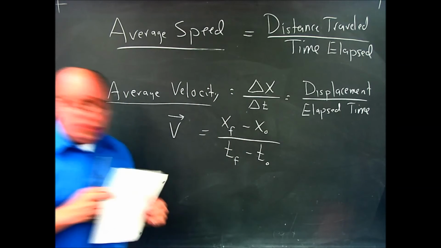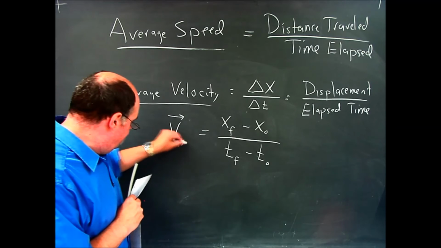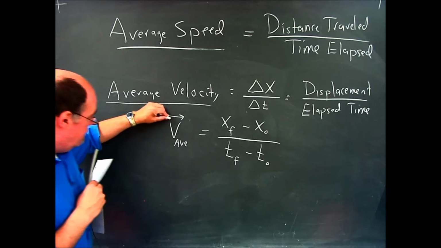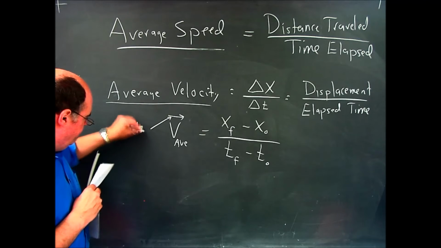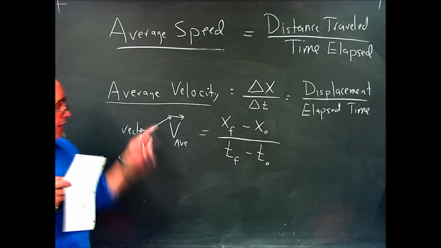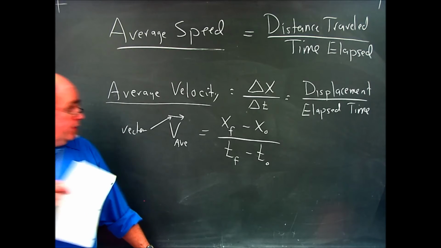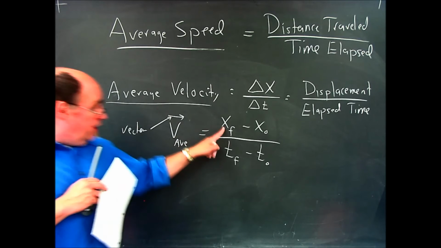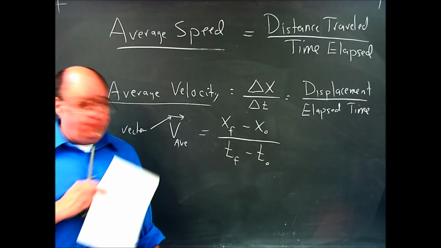This is in your book. They say the average velocity, and they put this little arrowhead on top of it. The little arrowhead is telling us this is a vector. A vector just means it has direction associated with it. So the only thing that arrowhead is trying to tell you in the book is it's a vector quantity. So it means the final position minus the initial position over the final time minus the initial time.